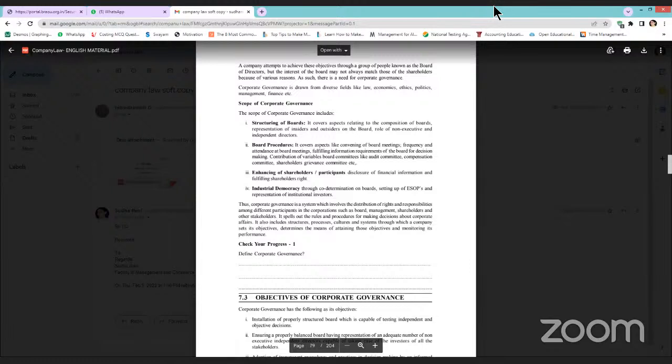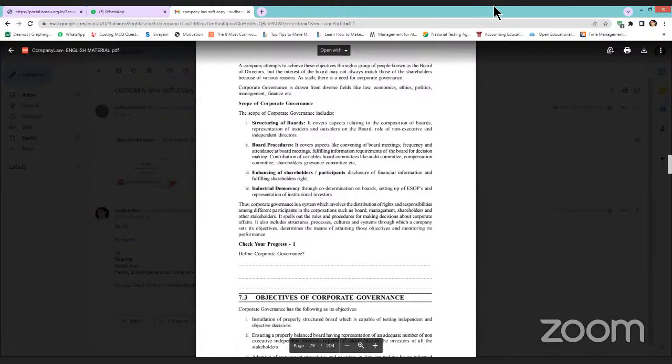The next one is board procedures, and it also covers how board meetings have to be conducted, how frequently they have to be conducted, what is the required number of board members to attend, what information is to be provided for the meeting, what decisions can be taken in the meetings, and what are the contributions of various committee directors in the meetings. These are all looked after by corporate governance.